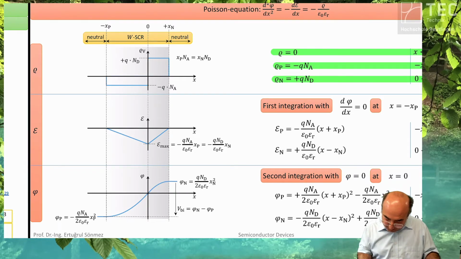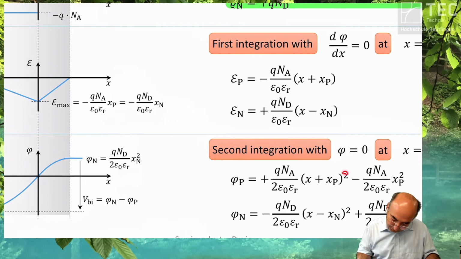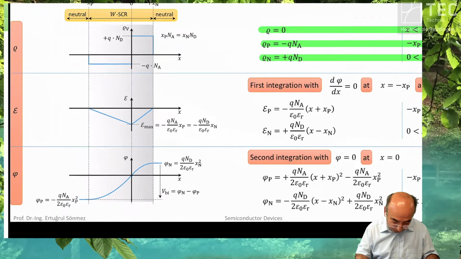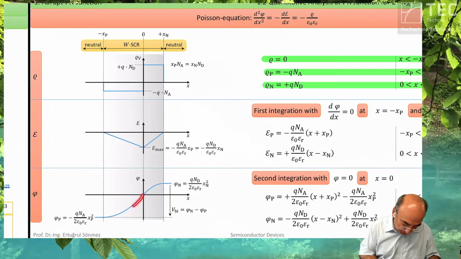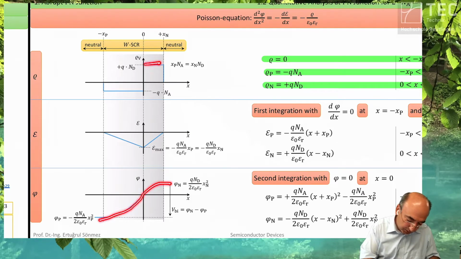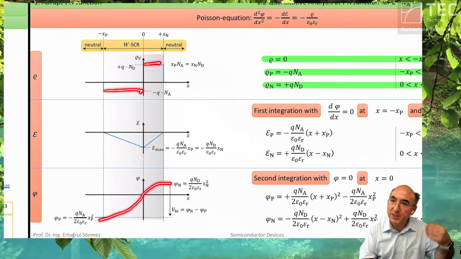Now we have the quadratic. So x to the power of 1, x to the power of 2. Well, at the left-hand side we are negative, at the right-hand side we are positive due to the space charges. So this is the initial point.